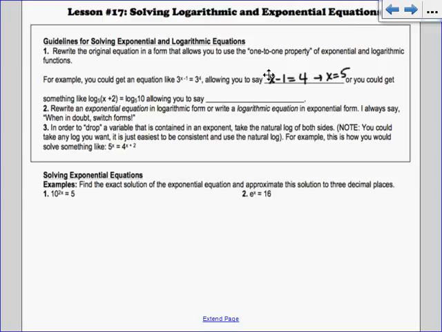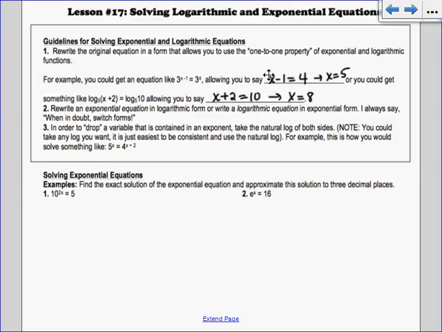Or you could get something that looks like log base 5 of x plus 2 equals log base 5 of 10, which allows you to say x plus 2 has to equal 10, which means x equals 8. Does that make sense? Those are the easy ones. When we have things in that form, it says log base 2 of a number equals log base 2 of some different number. These numbers have to be the same, so we set them equal to each other.